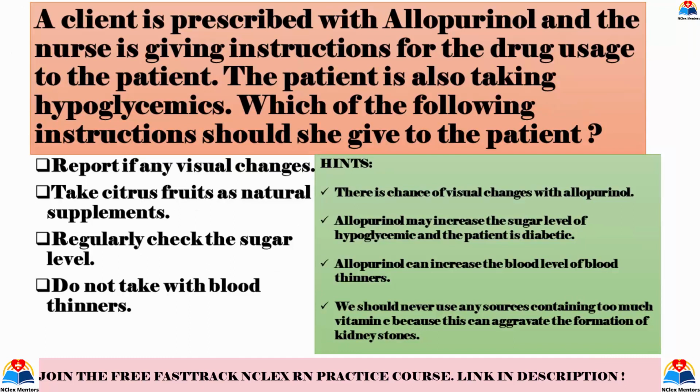Okay, let me reveal the answer to you. The correct answer to this question is option 1, 3, and 4. This is a multiple options question, so there could be more than one answer. You can guess that it is a multiple options question as you are asked to select the correct instructions. Option 1 is right as there is chance of visual changes with allopurinol. Option 3 is also right as allopurinol may increase the effect of hypoglycemics and the patient is diabetic. Option 4 is also correct because it can increase the blood level of blood thinners.